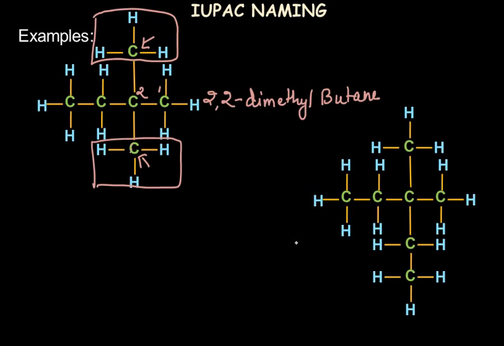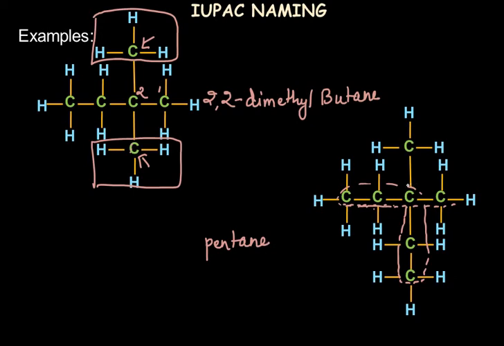The next example here is the structure. Now have a look and find out the longest carbon chain. Here we might think that the longest carbon chain is this one with 4 carbon atoms, but actually the longest carbon chain is this one with 5 carbon atoms. So here is the longest carbon chain. So obviously the name should have pentane, because the longest carbon chain has 5 carbon atoms.